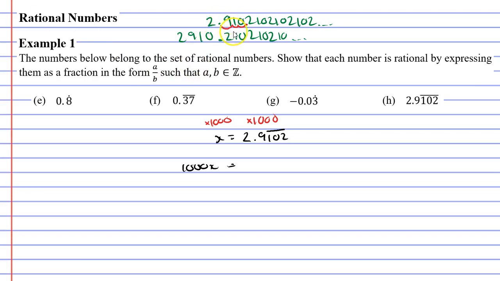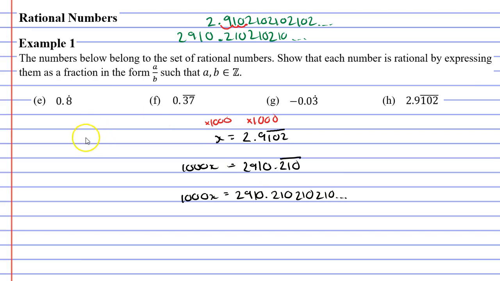And we can see that this lines up quite well. The 1s, the 0s, the 2s are going to keep on cancelling. The 9 and the 2 won't cancel, but that's fine. We can subtract that. It's going to work quite well. All right, so 1000x equals 2,910.210 being repeated. So let's write one equation above the other. 1000x equals 2910.210, 210, 210, and so on.